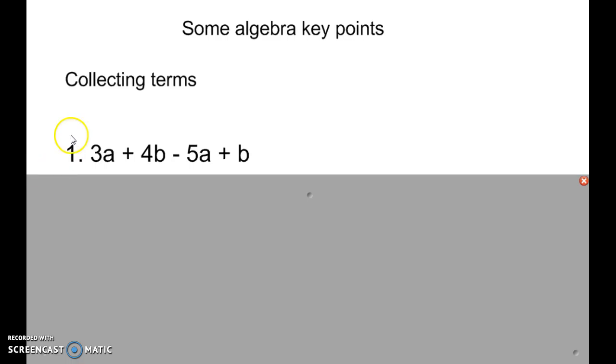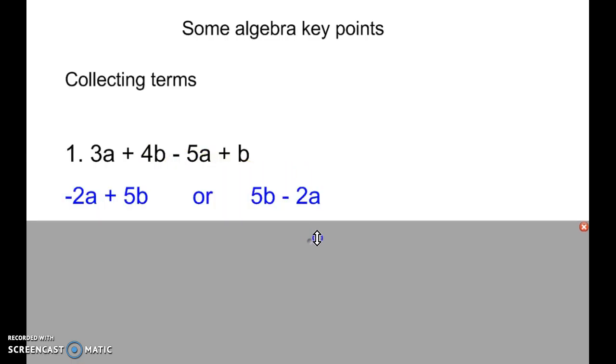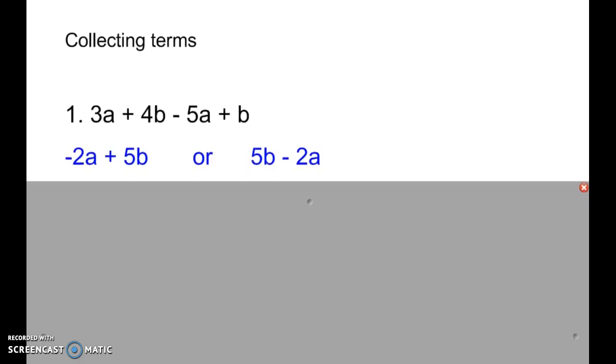Got to treat the A's and B's separately, so I start with 3A and take away 5. The number of A's becomes negative. I've seen some answers to this where learners have come up with 2A, but it needs to be minus 2A. Think about it. We start with 3, we take away 5, take away more than you started with, it becomes negative. So minus 2A plus 5. Could be written either way round. These two answers are mathematically the same.